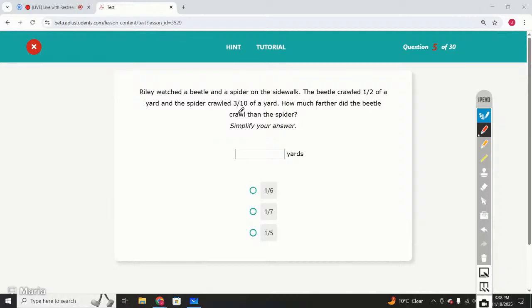So the beetle crawled half of a yard. How much farther did the beetle crawl than the spider? So 1 by 2 minus 3 by 10. So which is the correct option?